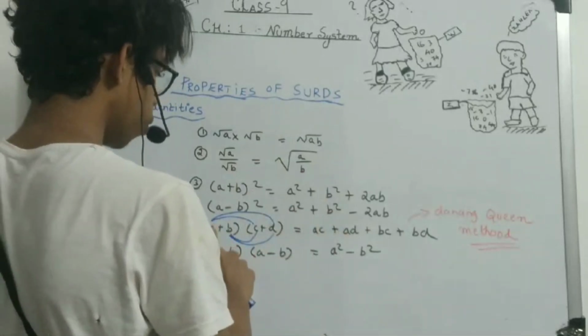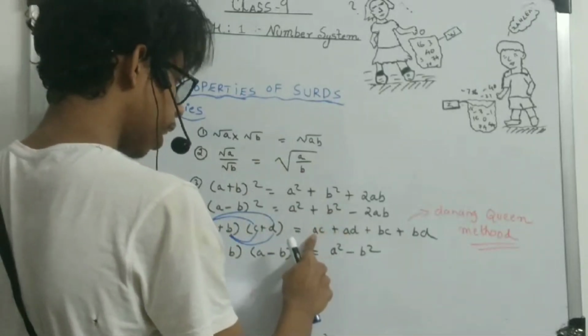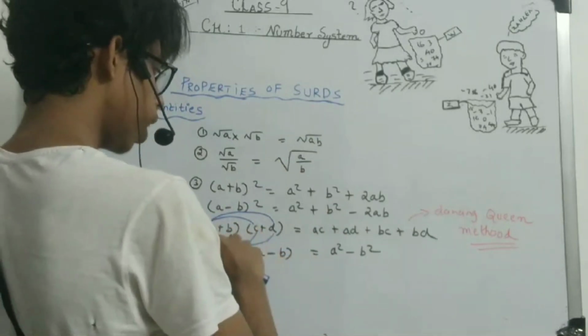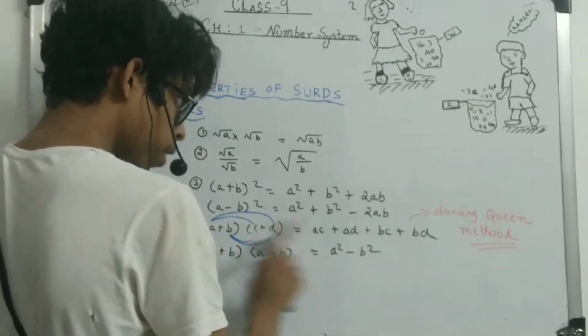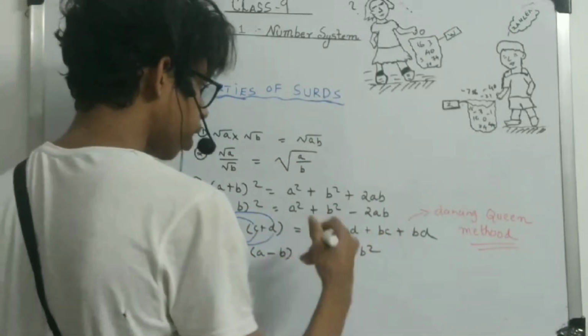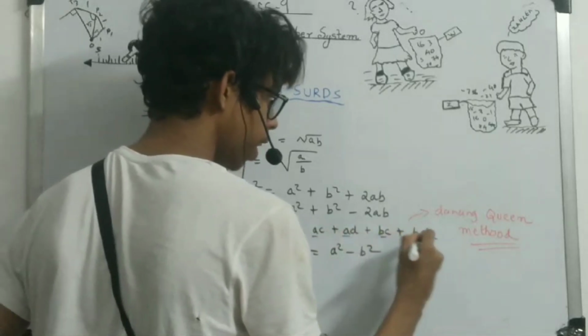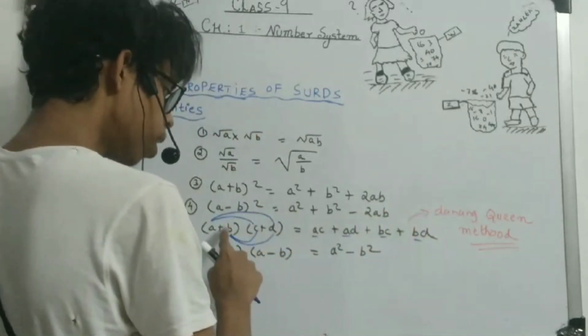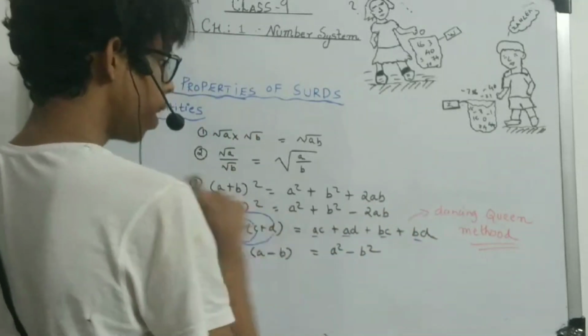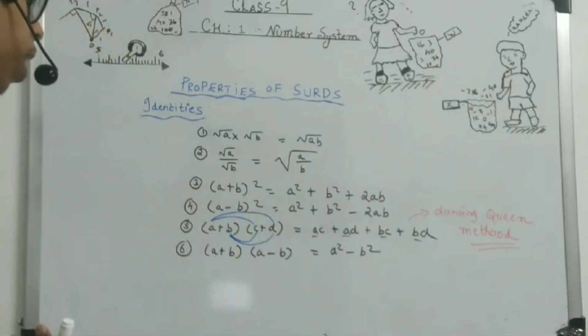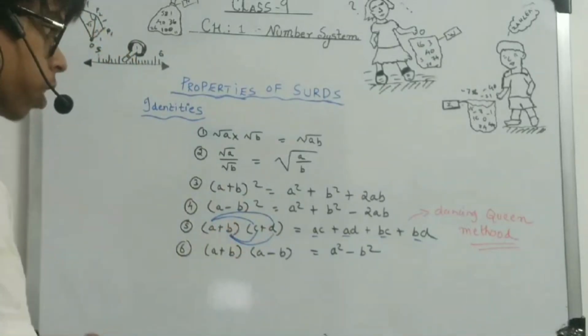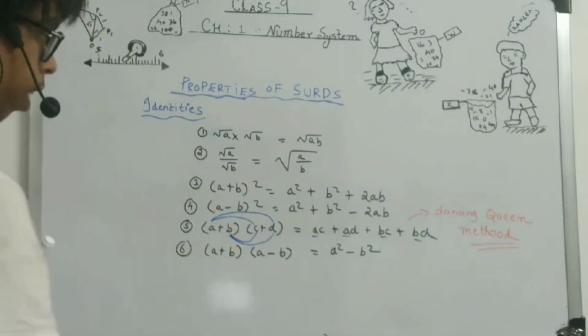First of all, fix a. After fixing a, do a into c, then a into d. Then after that, fix b. Here a is fixed, here b is fixed. After fixing b, do b into c and b into d. Okay, this is the way in which we have to do our expansion. Okay, I hope I am clear.